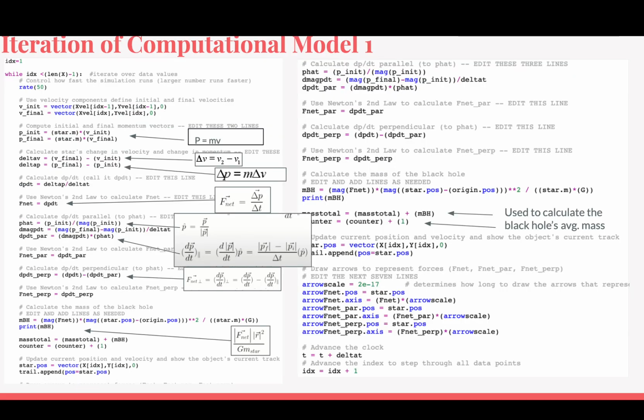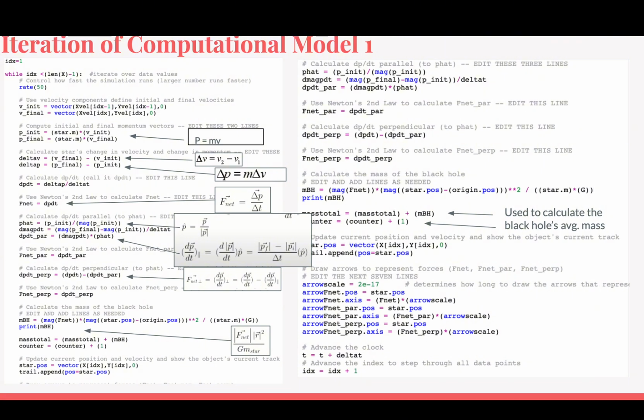Here's the iteration for part 1 of the lab. The first things I had to calculate were the initial and final momentums, which I calculated using the momentum formula, momentum equals mass times velocity. I next had to calculate the star's change in velocity and change in momentum. To calculate Fnet, I just used dp over dt. Using the formulas discussed earlier, I was able to calculate p hat, the magnitude, and dp/dt parallel. Because Fnet is just the perpendicular and parallel components added, to find the perpendicular component, all I had to do was subtract the parallel component from Fnet.